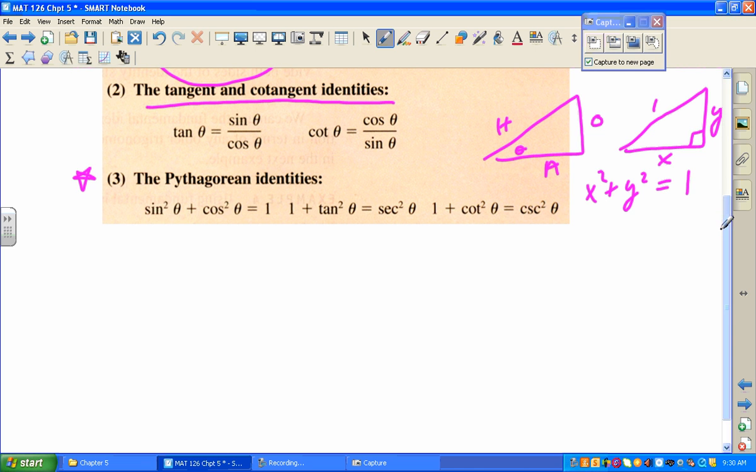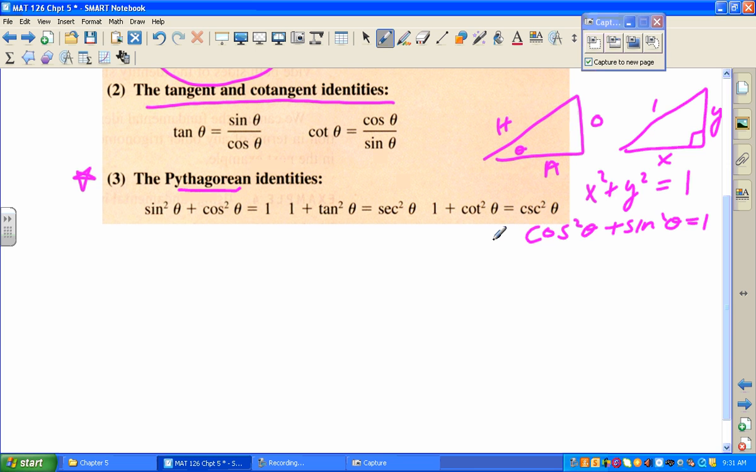What trig ratio goes in place of x? Courtney. What trig ratio goes in place of x? Look back in your notes. X equals what trig ratio on the unit circle? Cosine. Y equals sine. So this means that you can have cosine squared of theta plus sine squared of theta equals 1. That's why it's known as a Pythagorean identity.